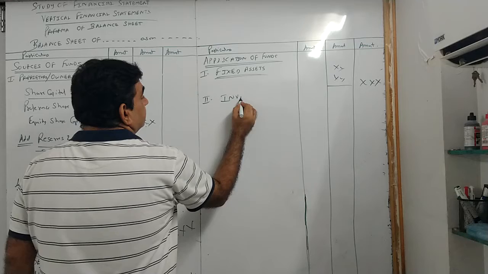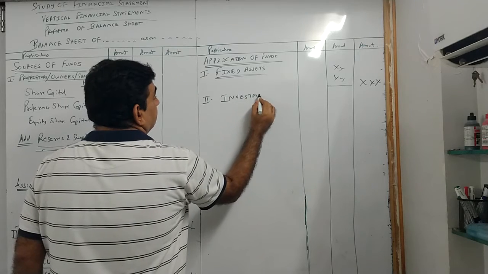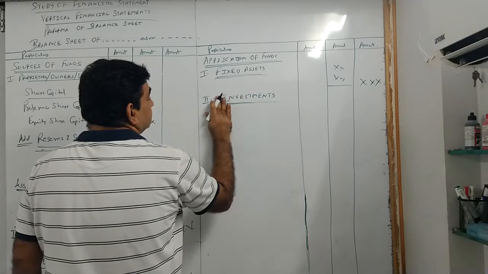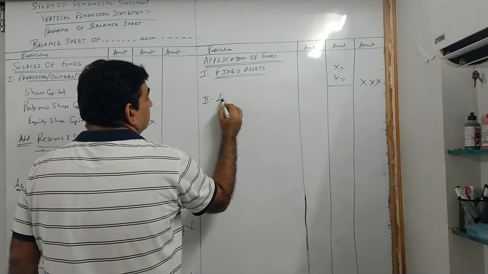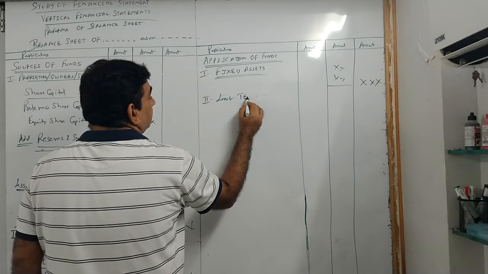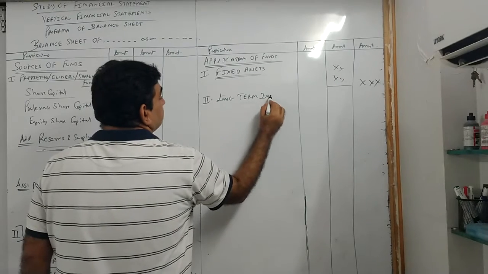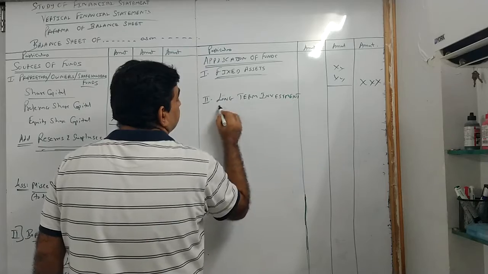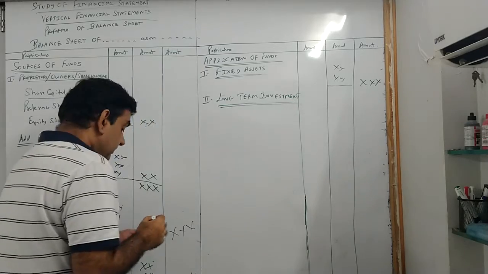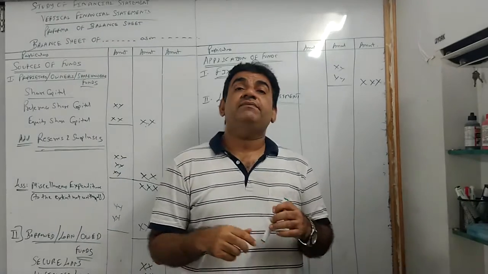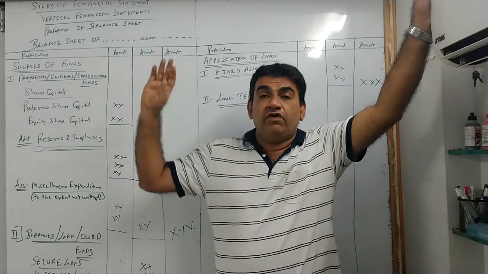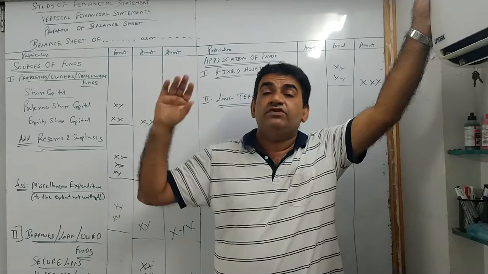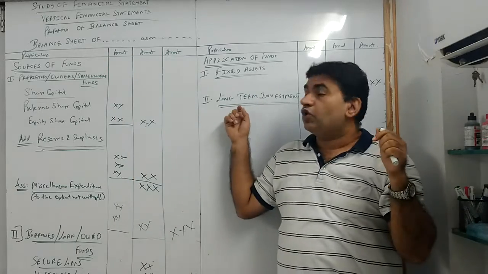Second is investments, and this is nothing but, you can write here, long-term investment. We can write only investment also, but we'll specify long-term because when investment is given, it is always treated as long-term. Investment means the money which you have kept for a longer period, and if you keep it for a longer period, it is called long-term investment.